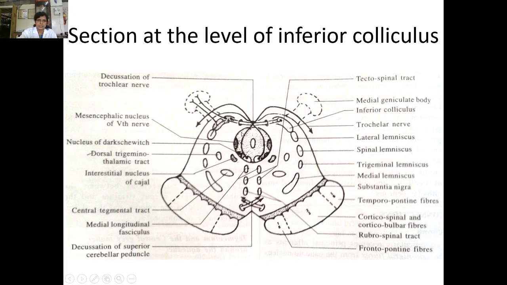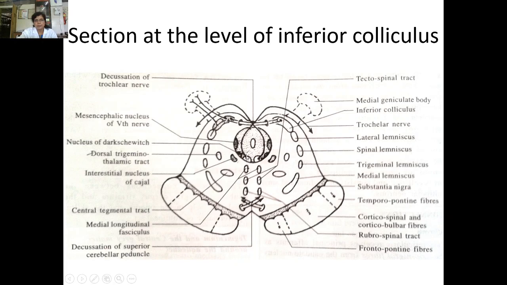The main structure present in this central gray matter on its ventral aspect is the nucleus of the trochlear nerve, that is the fourth cranial nerve nucleus. It is present in the ventral part of the central gray matter. This nucleus represents the somatic efferent column. Fibers for this nucleus are the corticonuclear fibers from the motor cortex.